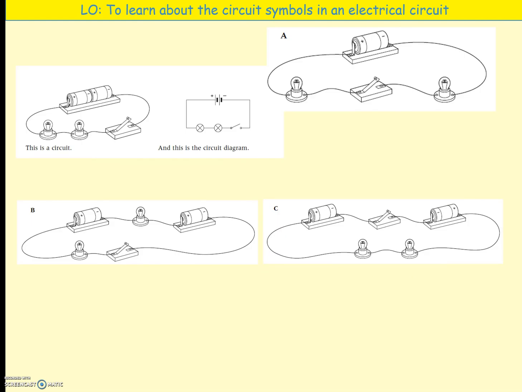Fantastic effort, year sevens. Now have a go at doing this independently. So we've got a circuit here, like one of the ones that we've looked at, and there is the circuit diagram. So we've got our two lamps and we've got our battery. So why not have a go at drawing the circuit diagram for A, B, and C as an independent activity to do in your own time.